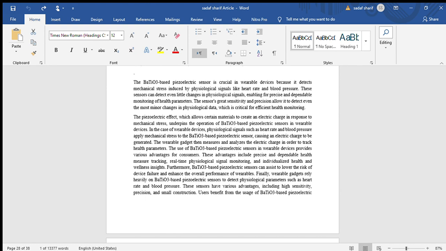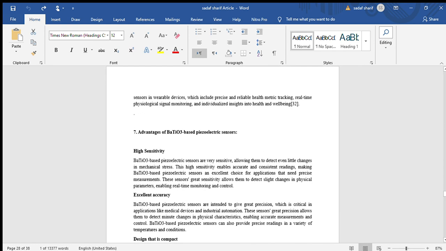Furthermore, barium titanate based piezoelectric sensors can help lower the risk of device failure and enhance the overall performance of wearables. Finally, wearable gadgets rely heavily on barium titanate based piezoelectric sensors to detect physiological parameters such as heart rate and blood pressure. These sensors have various advantages including sensitivity, precision, and small construction. Users benefit from the usage of barium titanate based piezoelectric sensors in wearable devices, which includes precise and reliable health metric tracking, real-time physiological signal monitoring, and individualized insights into health and well-being.